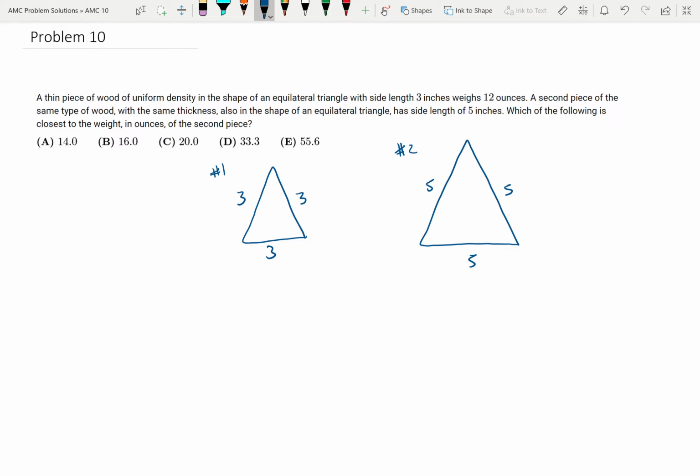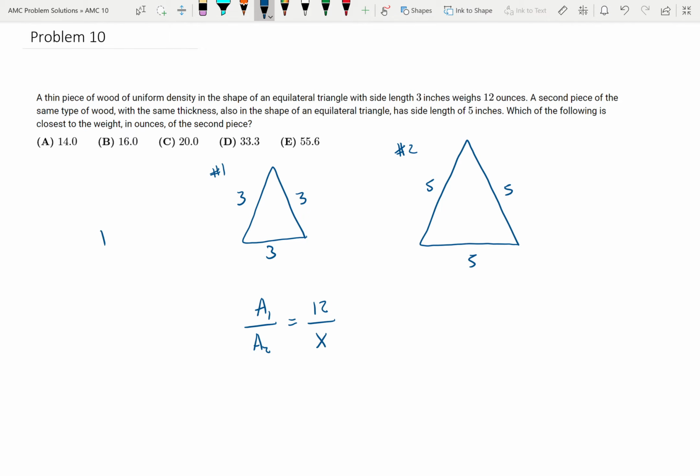So what that means is if I do the area of this first one divided by the area of the second, it is going to be equal to the weight of the first one, which we're told is 12 ounces, divided by the weight of the second one, which we don't know, we'll call x. So we need to come up with an expression for the area of the first one divided by the area of the second one.